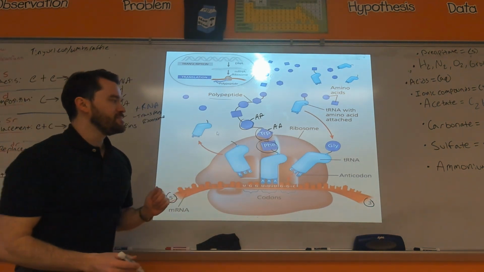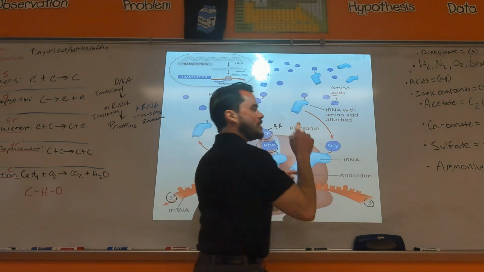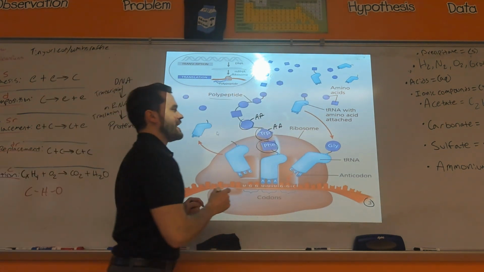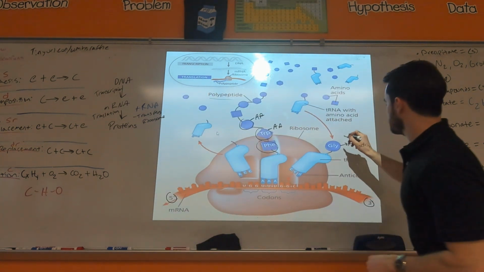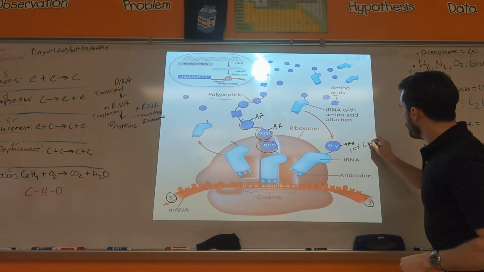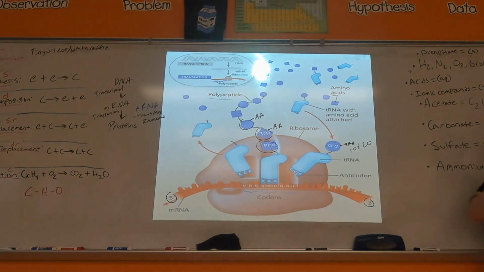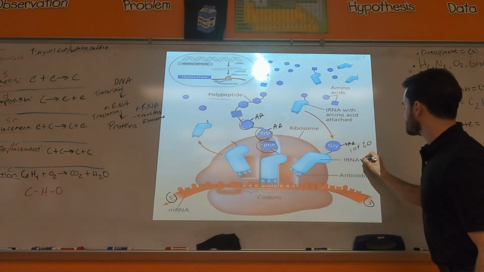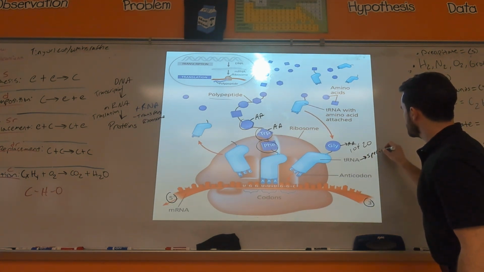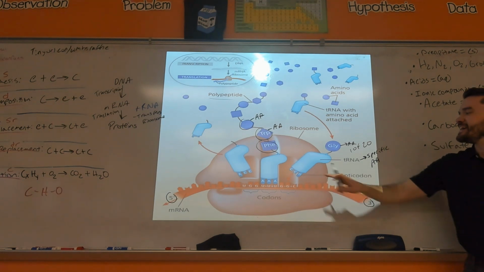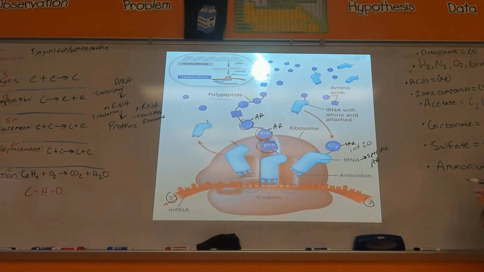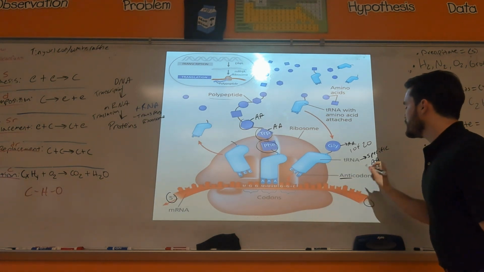The tRNA has 2 ends. On one end, it has the amino acid. One of 20 amino acids will be attached to a single tRNA. One tRNA transports a specific amino acid, so this tRNA will only transfer glycine. And at the other end, you have what's called an anticodon.